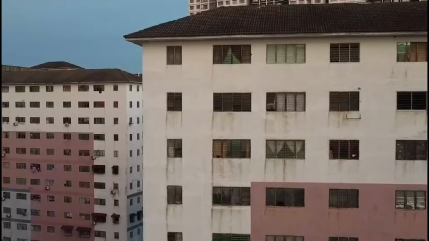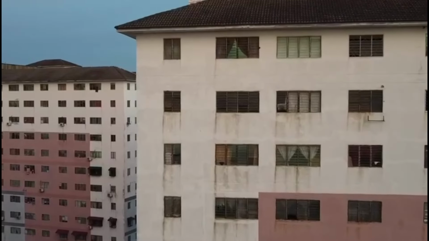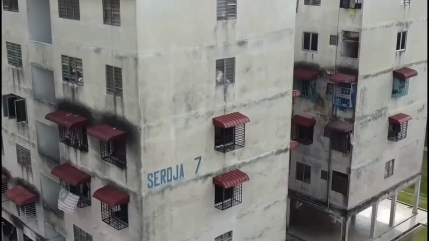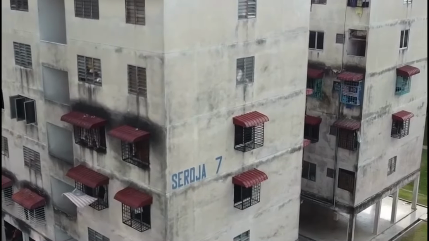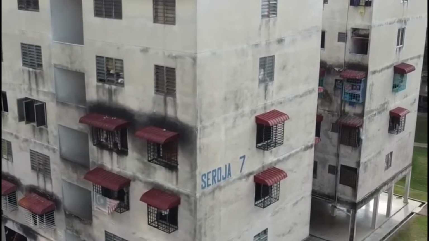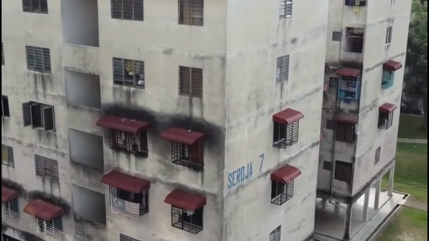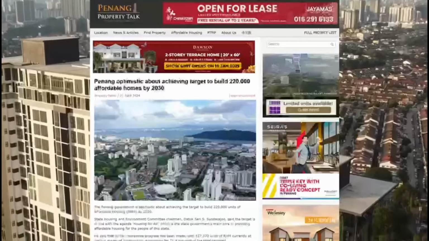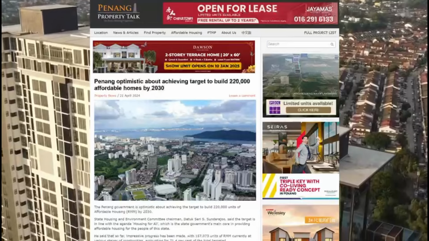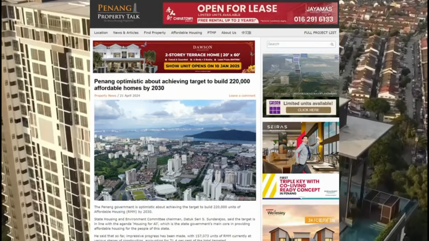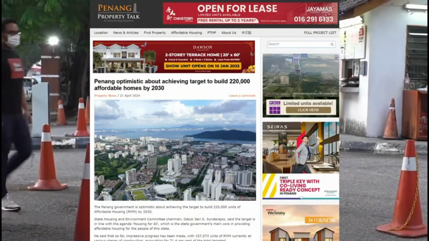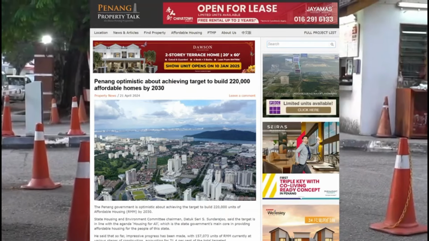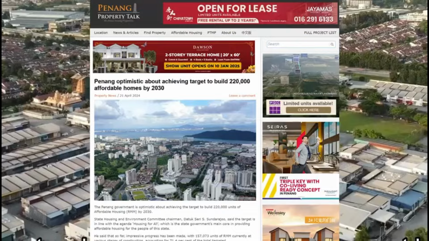Despite the Malaysian government's efforts to provide affordable housing, several challenges persist in realizing the right to housing for all. Firstly, shortage of affordable housing. In urban centers like Kuala Lumpur and Penang, there is a severe shortage of affordable housing for the B40 and M40 income groups. For instance, although Penang has a target of 220,000 affordable units by 2030, only 23% of these units have been completed so far.